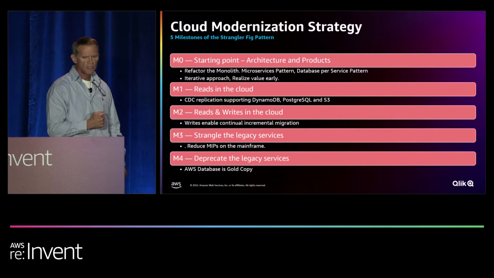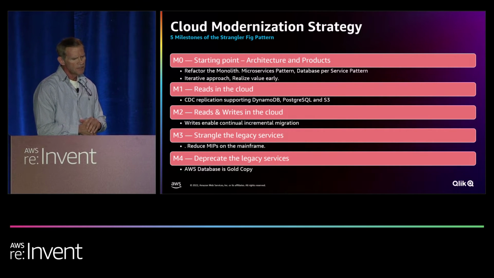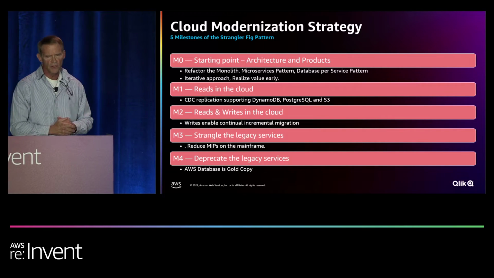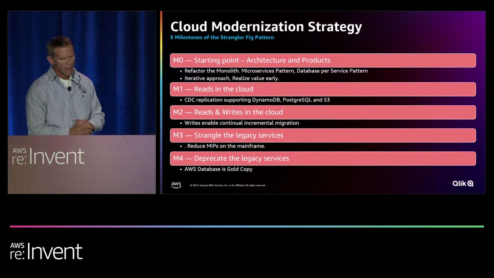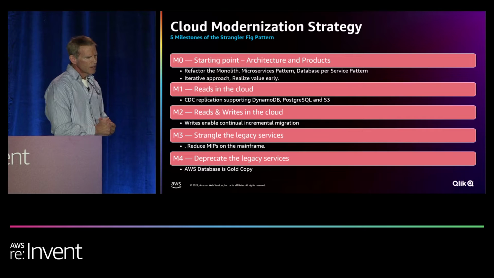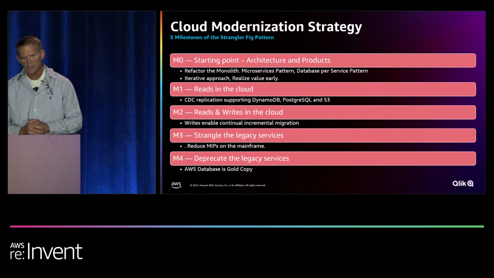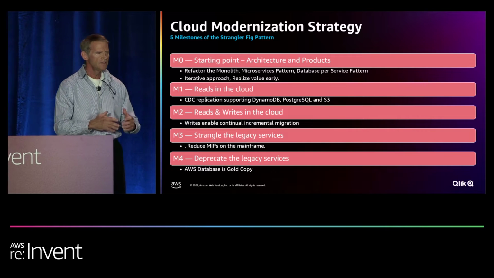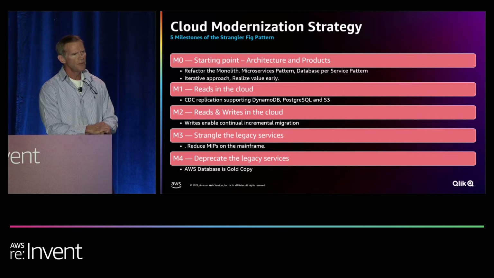There are 5 milestones along the way. Essentially, the strangler pattern is an iterative approach. It allows us to realize value early and doesn't carry the high risk and the length of time that it would with lift and shift. So we wanted to refactor our monolith into distributed microservices. A good best practice there is a single database per service. And the first milestone is making your data available in the cloud, migrating it up from the mainframe.